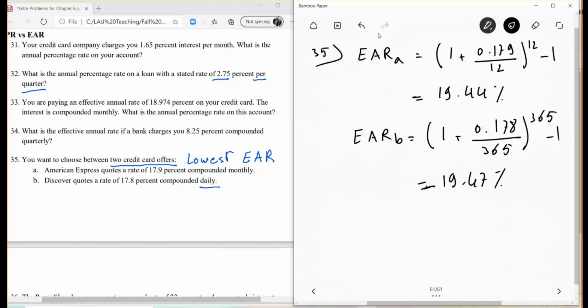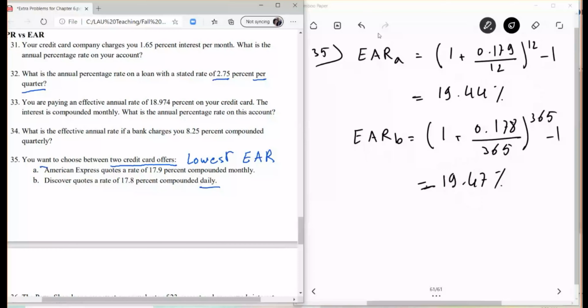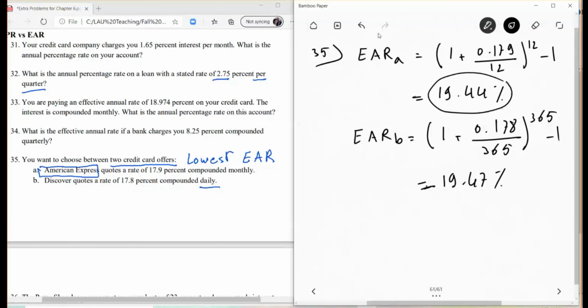So although American Express charges a higher annual percentage rate, it's better for you to choose the American Express credit card because it has the lowest effective annual rate.